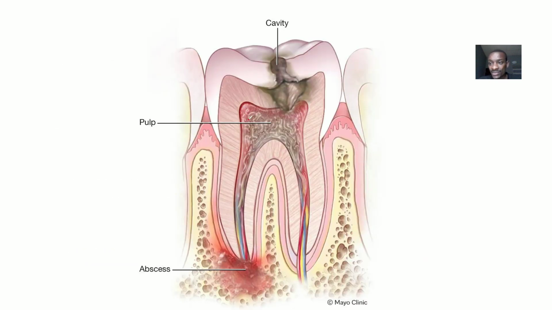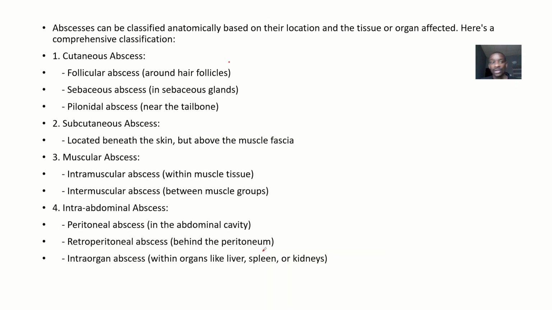Everybody knows what an abscess is, right? An abscess is just a collection of pus. Pus is collecting inside the tissue, and that's what we call an abscess. Abscesses can be classified anatomically, based on their location and the tissue or organ involved. So here's a comprehensive classification for abscesses.